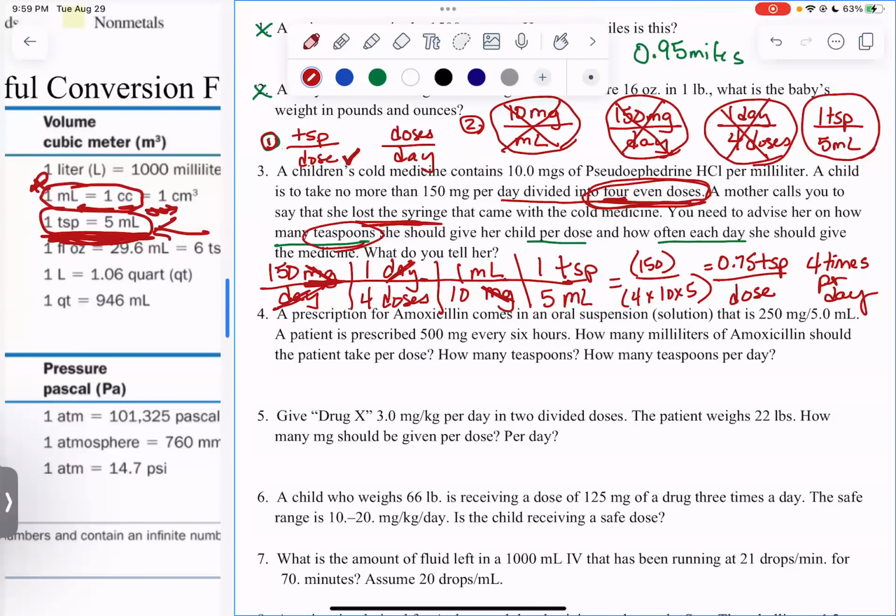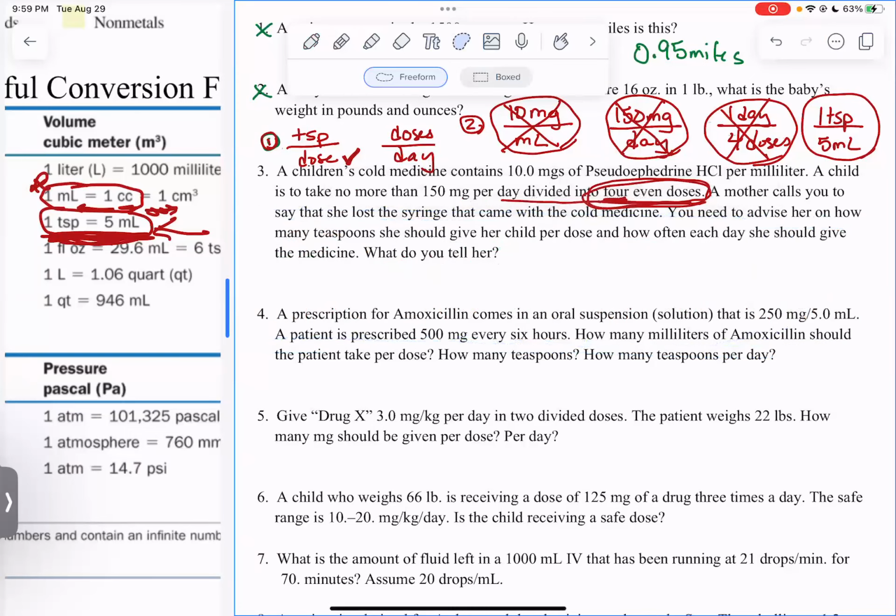All right. A prescription for amoxicillin comes in an oral suspension. And let me just get rid of all this stuff up above. I know that you can pause it and go back and copy it. So I'm just going to cut that out to give me some more room.